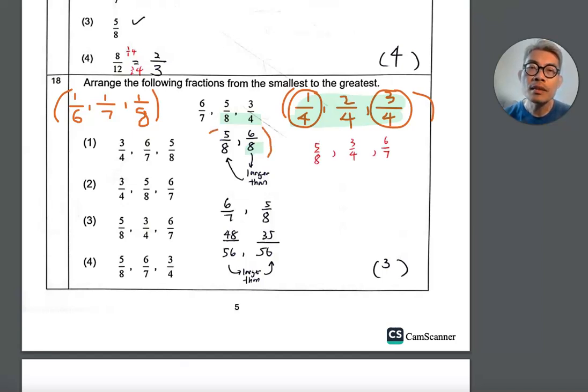Now that I have this, remember what we talked about here? Now we can see that of course 6/8 is larger than 5/8.